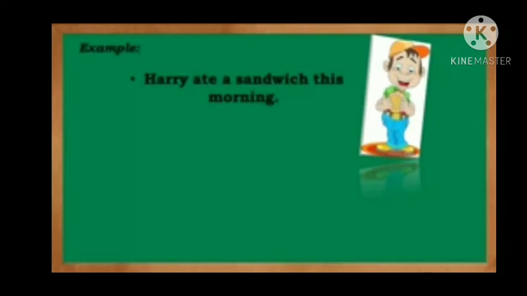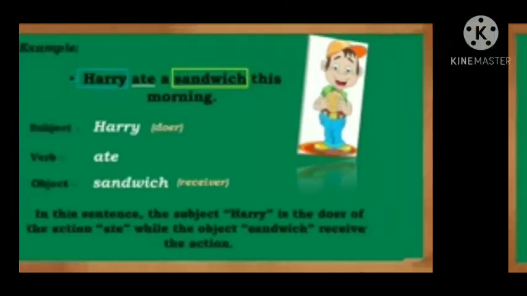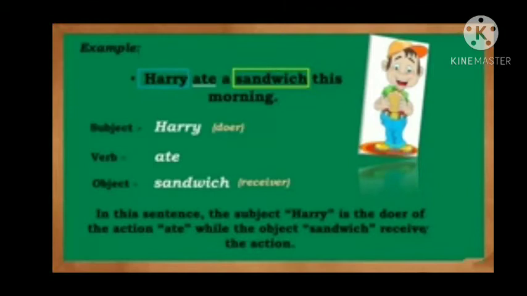Let's understand it with one example. Harry ate a sandwich this morning. In this sentence, Harry is a subject, ate is an action word, that is verb, and sandwich is an object. The subject Harry is the doer of the action ate, while the object sandwich receives the action.